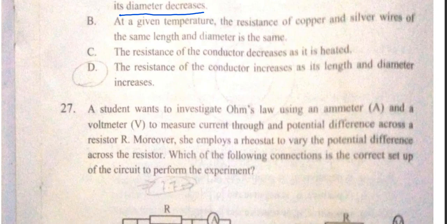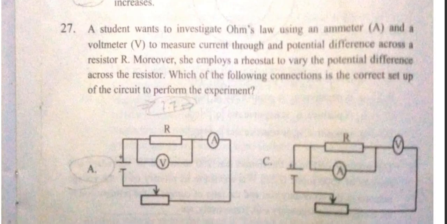Question 26. A student wants to investigate Ohm's law using an ammeter A and a voltmeter to measure the current through and potential difference across a resistor R. Moreover, she employs the rheostat to vary the potential difference across the resistor. Which of the following connections is the correct setup of the circuit to perform the experiment?